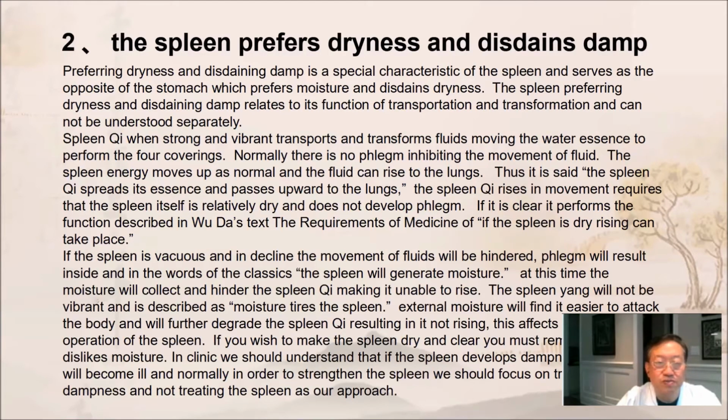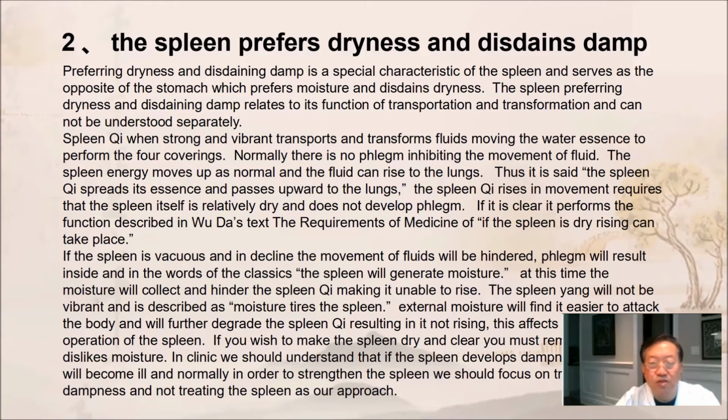2. The spleen prefers dryness and disdains damp. Preferring dryness and disdaining damp is a special characteristic of the spleen and serves as the opposite of the stomach, which prefers moisture and disdains dryness. The spleen preferring dryness and disdaining damp refers to its function of transportation and transformation and cannot be understood separately.